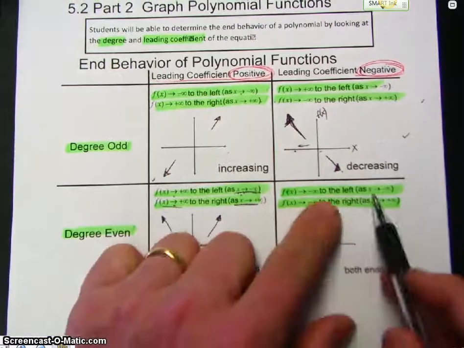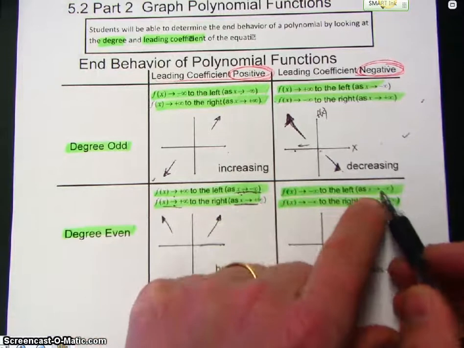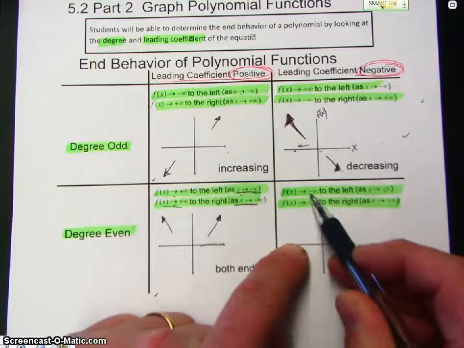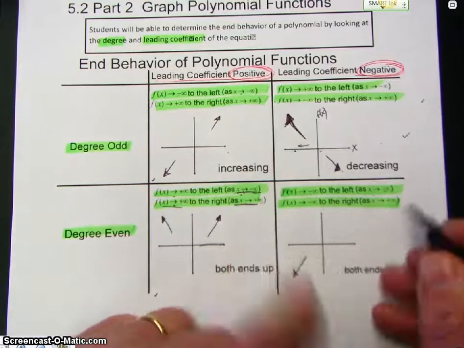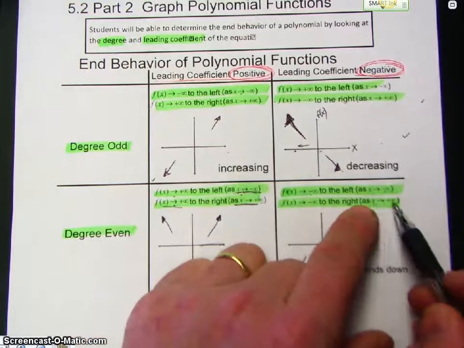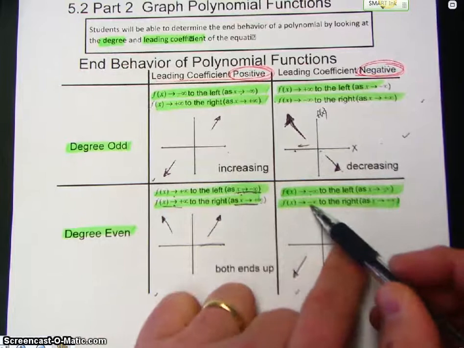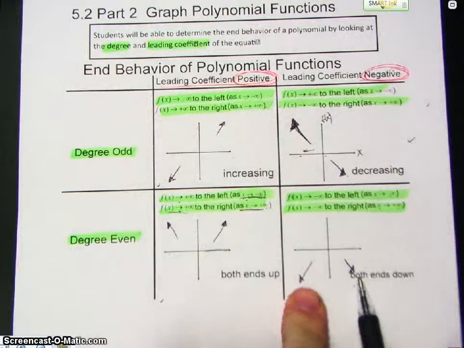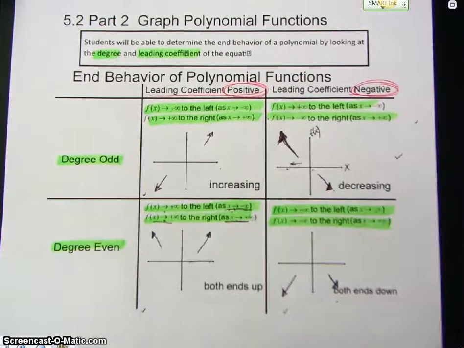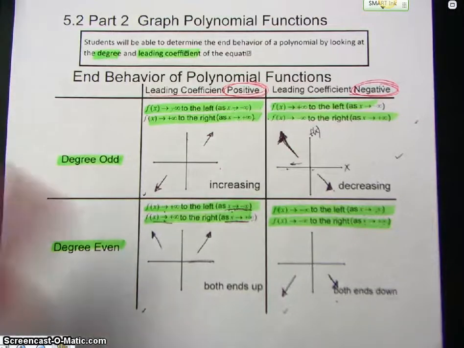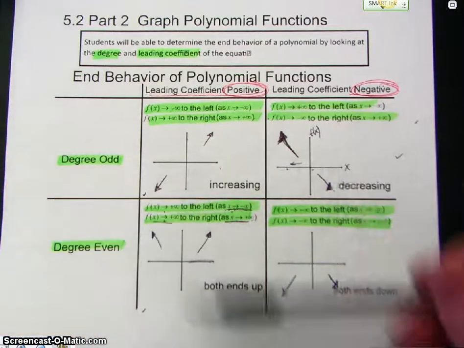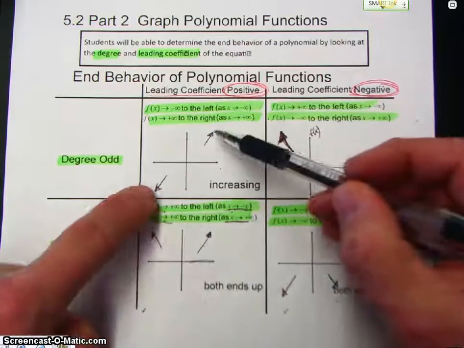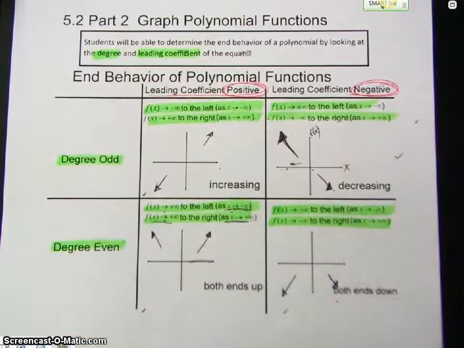But to interpret this answer, I'm going to show you what it means. So as I'm going to the left on the x-axis, this tells me I'm going down. Here it says as I'm going to the right on the x-axis, this tells me I'm going down. Hence, both ends are down. Right? So all graphs that we will ever encounter will always be one of these four. The end behavior will always be either both up, both down, or they'll be opposites. All graphs will be one of these four.